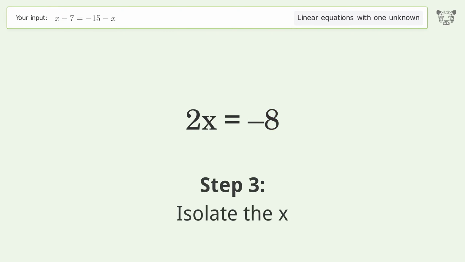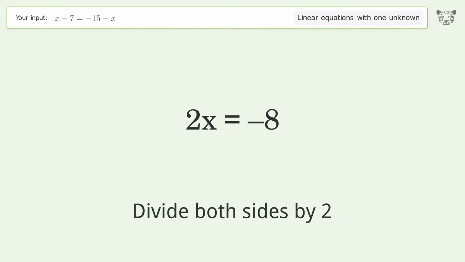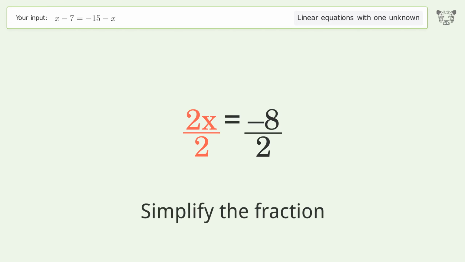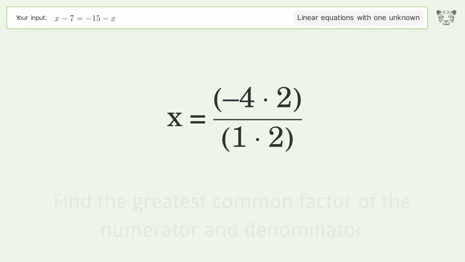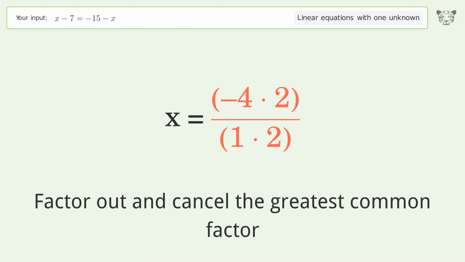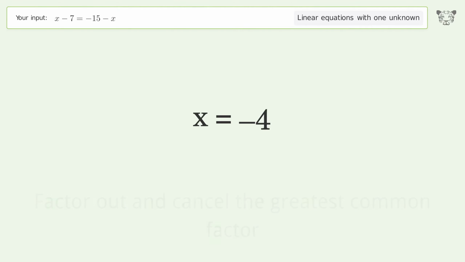Isolate the x. Divide both sides by 2. Simplify the fraction. Find the greatest common factor of the numerator and denominator. Factor out and cancel the greatest common factor. And so the final result is x equals -4.